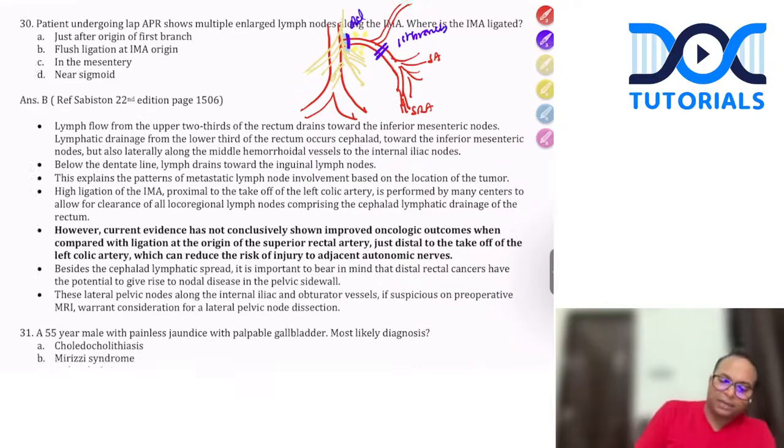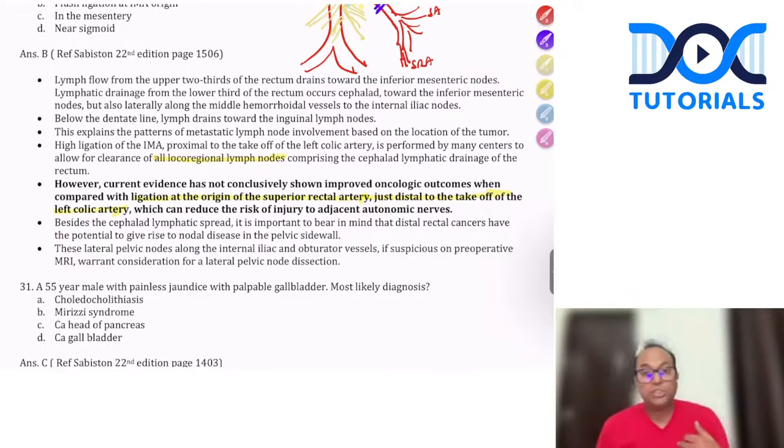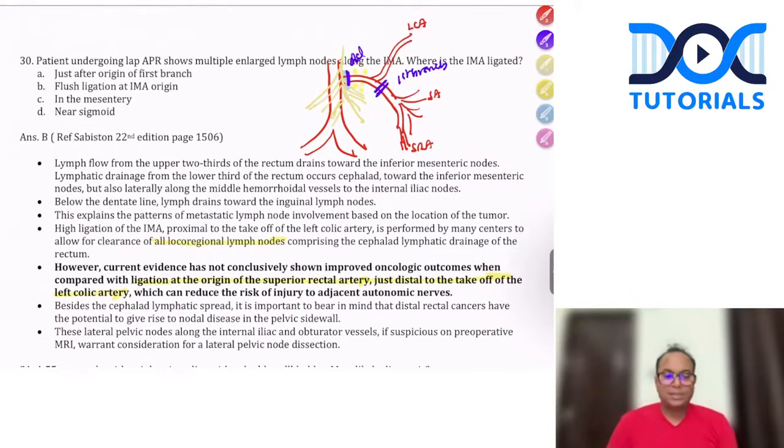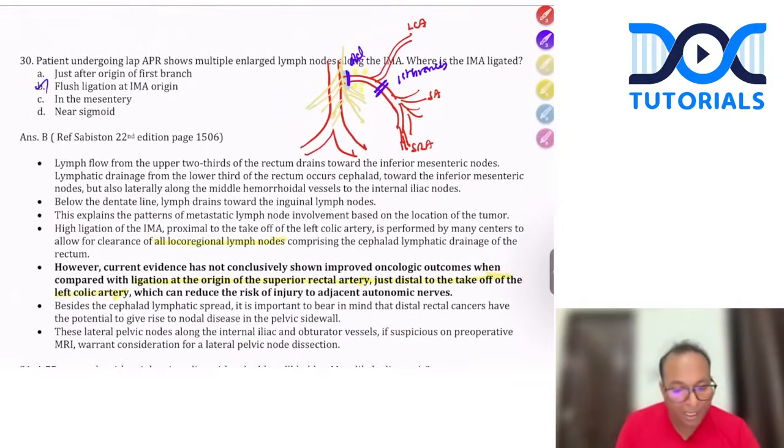But the new Sabiston has very clearly told that high ligation of the IMA proximal to the takeoff of the left colic artery is performed by many centers to allow clearance of all regional nodes. Current evidence has not conclusively shown improved outcome when compared to ligation at the origin of the superior rectal artery, just distal to the takeoff of the left colic artery, which can reduce the risk of injury to autonomic nerves. So from this line, since there are more loco-regional nodes, flush ligation of the IMA at the origin will be the better answer. But this again depends upon the choices you had in the exam.